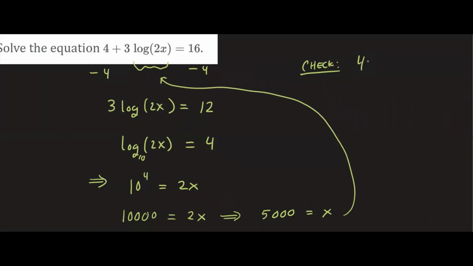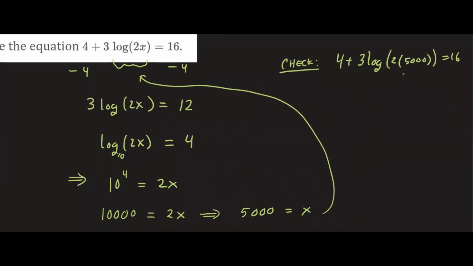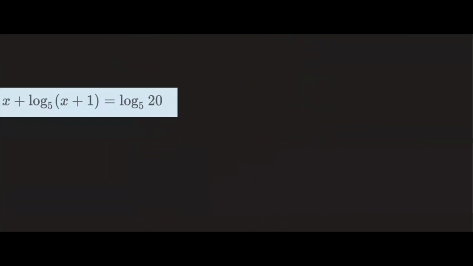So we have 4 plus 3 log of 2 times 5,000 is equal to 16. And that's a positive value, so yes, x equals 5,000 would be our solution to this. All right, now let's go ahead and try another example. Now, what about this one?